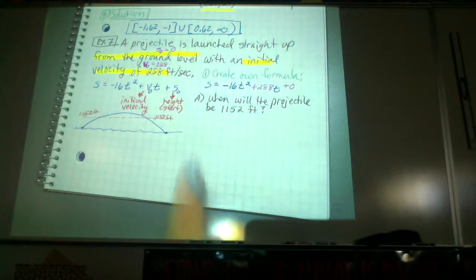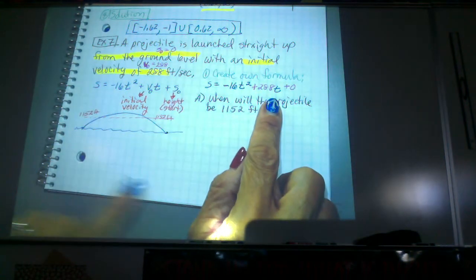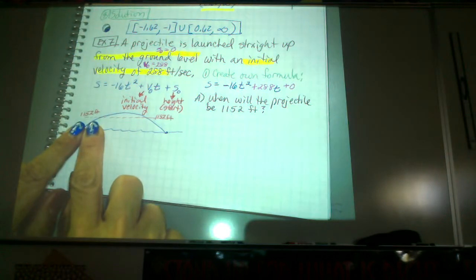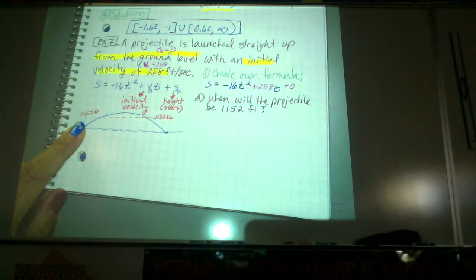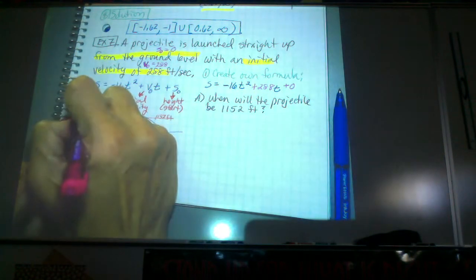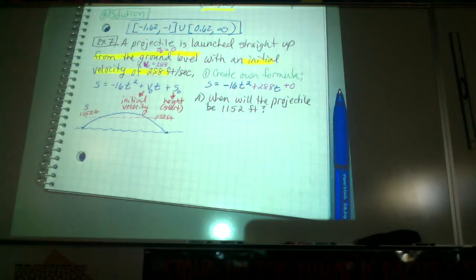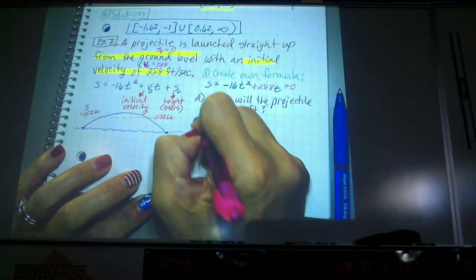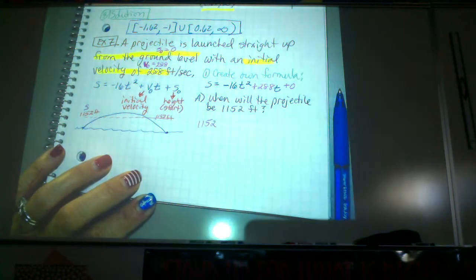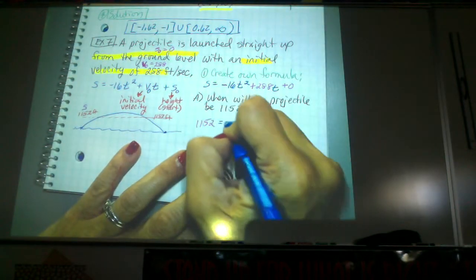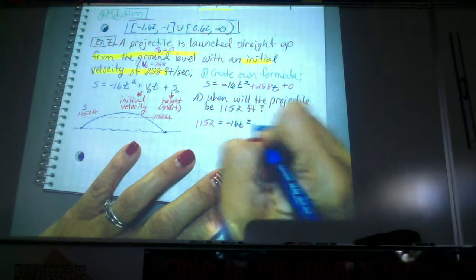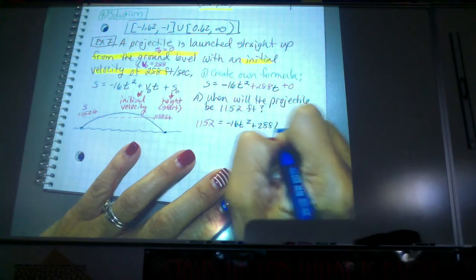So let's put into our own formula what we know. We're looking at 1152. This is our plain s. Our plain s is at 1152. At what height? 1152. So I'm going to put in my formula for s, 1152 equals negative 16t squared plus 288t. I'm dropping off the plus 0.